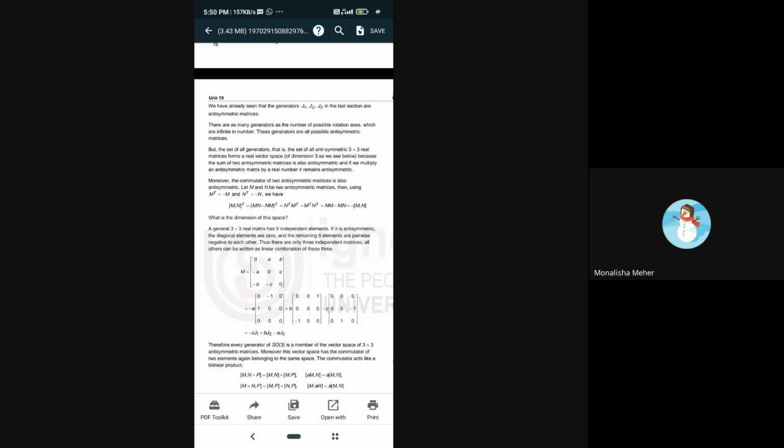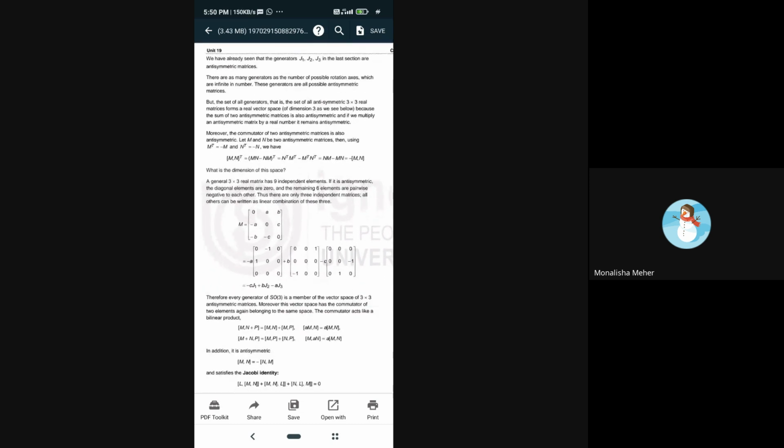So what is the dimension of this space? In general, a 3 by 3 real matrix has 9 independent elements. If it is anti-symmetric, the diagonal elements are 0, and the remaining 6 elements are pairwise negative of each other. Thus, there are only 3 independent matrices. All others can be written as a linear combination of these 3.